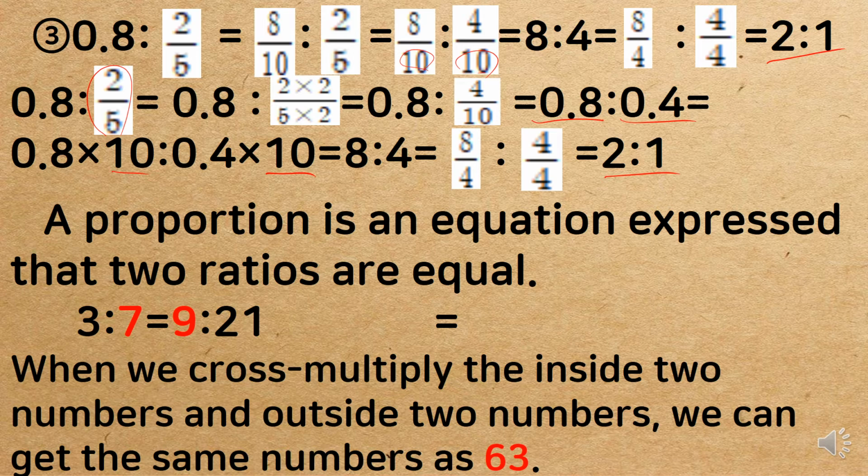A proportion is an equation expressing that two ratios are equal. 3 to 7 equals 9 to 21. When you cross multiply the inside two numbers and the outside two numbers, we get the same number, 63. Also, 3 out of 7 equals 9 out of 21. Cross multiply. 3 times 21 equals 63. 7 times 9 equals 63.